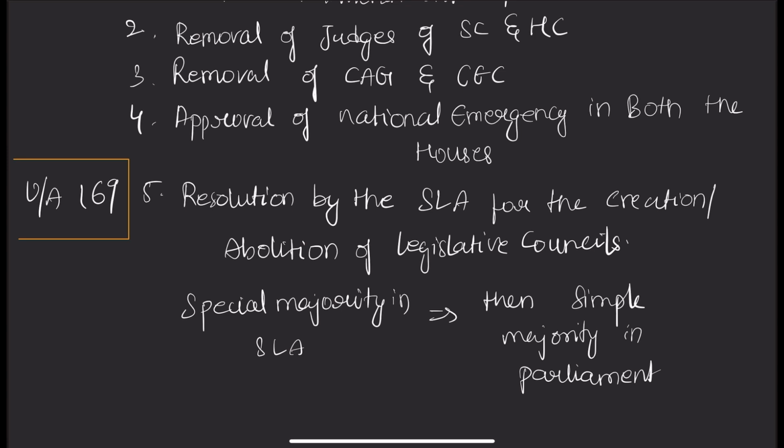So if states want to abolish or create legislative councils, it must be passed with special majority in state legislative assemblies, then again by simple majority in Parliament.